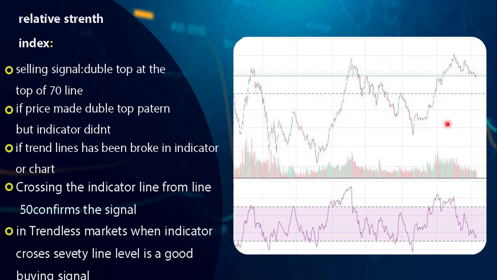When we have a double top pattern in this indicator, for example here, it gives us a selling signal. Also, when we have a double top in the price chart, it's a selling signal. For example, here we have a double top pattern, and after that the price started a downward trend until here. These are two types of selling signals that we can get from this indicator.